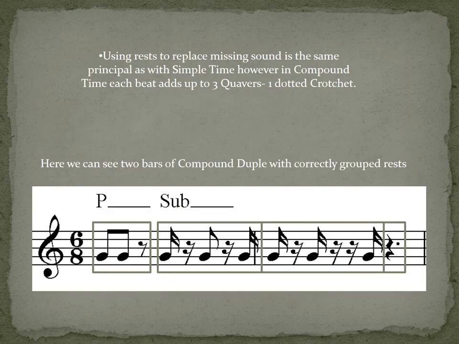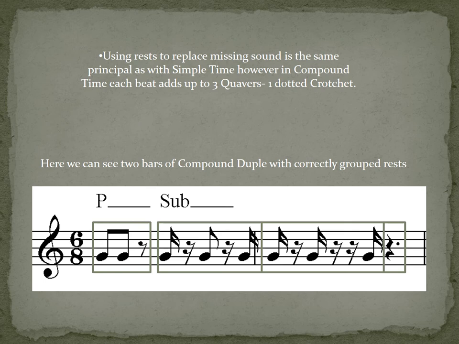So in a similar fashion, as we did when we were using the simple time, when we're using rests to replace the missing sound, it's the same principle as in the simple time. However, in the compound time, you've got to remember that each beat adds up to the 3 quavers, 1 dotted crotchet. So in the example, we can see 2 bars of compound duple, but with the correct rests. Let's have a look at the first bar.